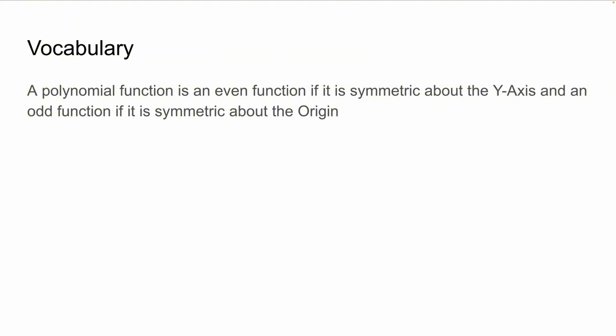Some vocabulary here. A polynomial function is an even function if it is symmetric about the y-axis, and an odd function if it is symmetric about the origin. I'm going to reread it. A polynomial function is an even function if it is symmetric about the y-axis, and an odd function if it is symmetric about the origin.